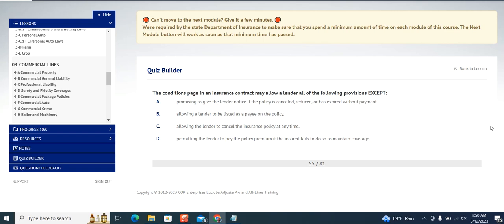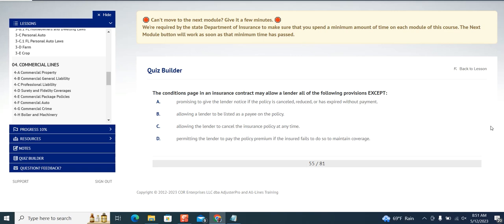Nope. Allowing the lender to be listed. Nope. Promising to give the lender notice if the policy is canceled, reduced, or expires without... Oh my God, I don't have a freaking clue. Let me think. The conditions page in the insurance contract may allow a lender all of the following except.